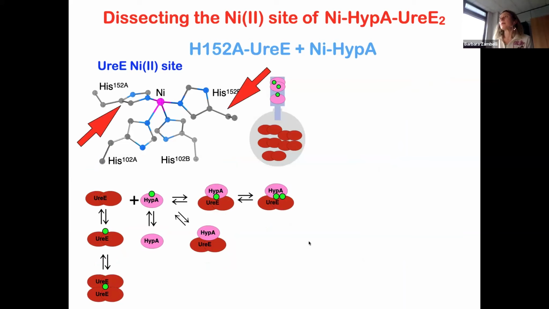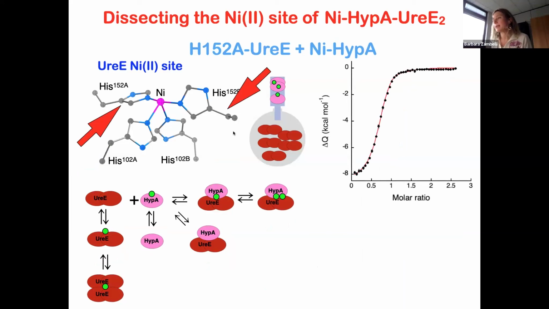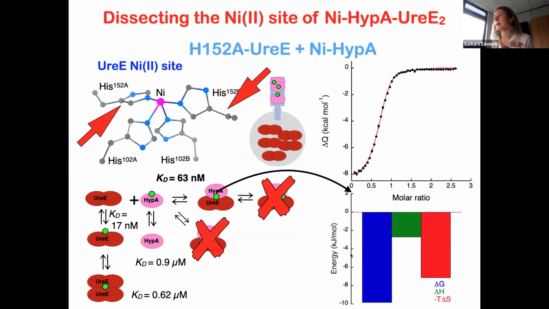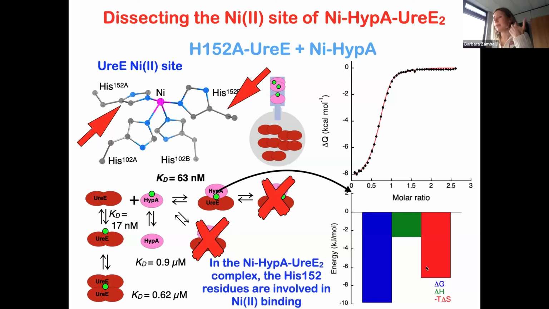We did a similar thing by mutating histidine 152. In this case, urease binds nickel, but it also forms a tetramer in the presence of nickel. So we must include this equilibrium, and we obtained this data that also shows that nickel binding decreases in affinity by 2 orders of magnitude. And here the binding is entropically driven.